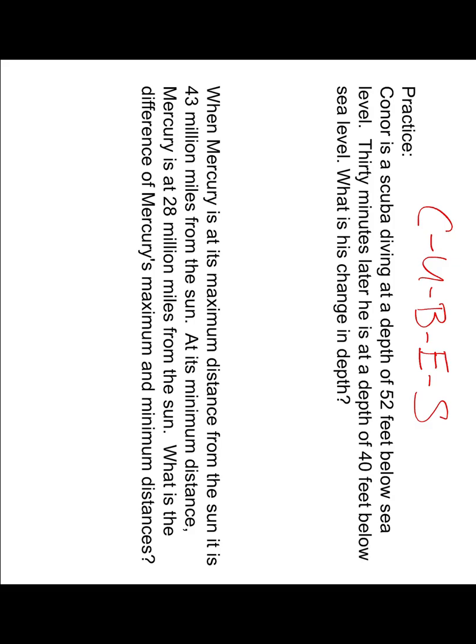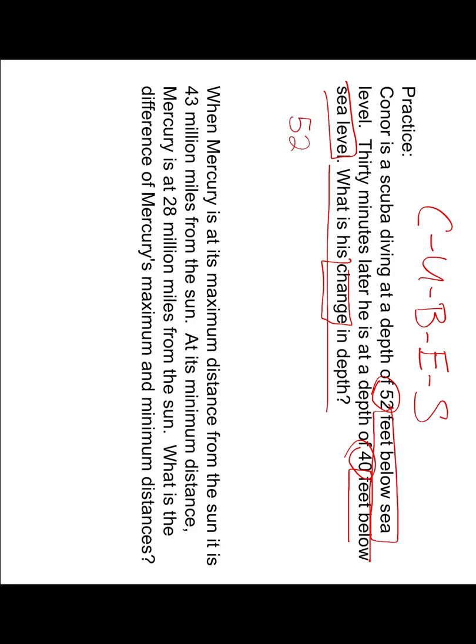Okay, welcome back. So Connor is scuba diving at a depth of 52 feet below sea level. 30 minutes later, he has a depth of 40 feet below sea level. What is the change in his depth? So 52 feet below sea level means he's negative 52. 30 minutes later, he is at a depth of 40 feet below sea level.